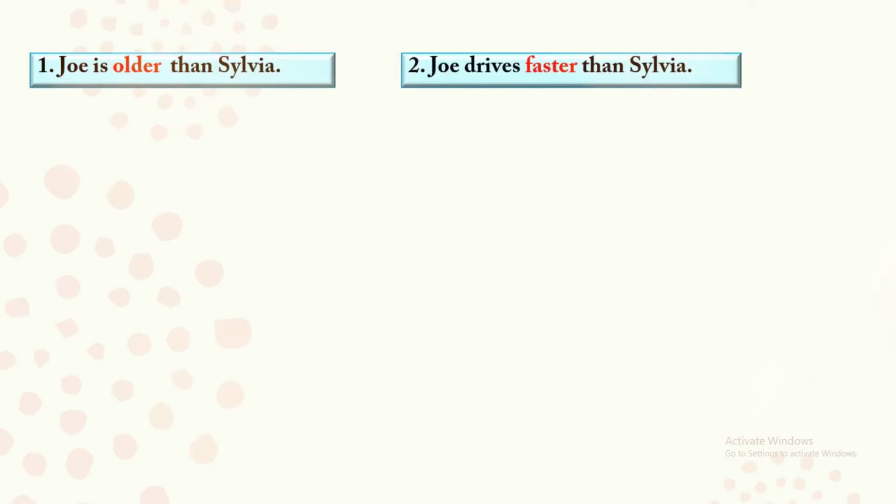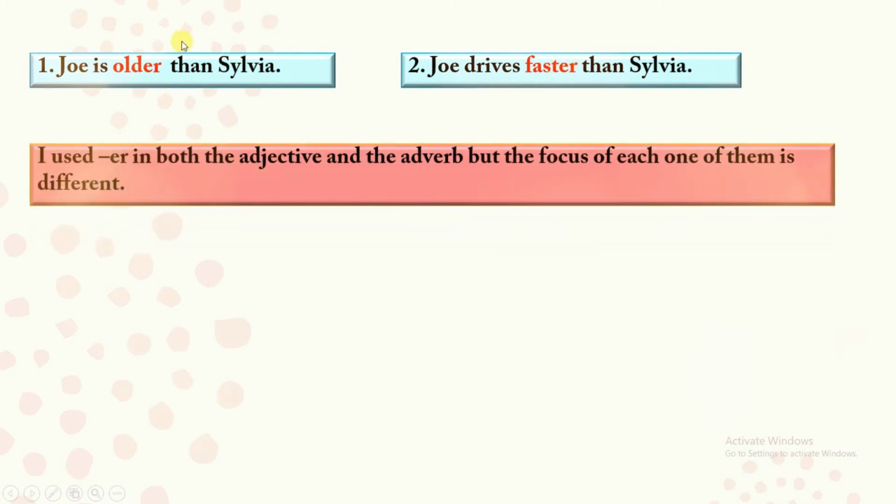Let's see how. Here we have 2 sentences. Joe is older than Sylvia, and Joe drives faster than Sylvia. We have older, faster. Which one of them is an adjective and which one of them is an adverb? Excellent. Older is an adjective, faster is an adverb. Here I'm using the comparative form for both of them. As you can see, the adjective ends in er and the adverb ends in er. So what's the difference?